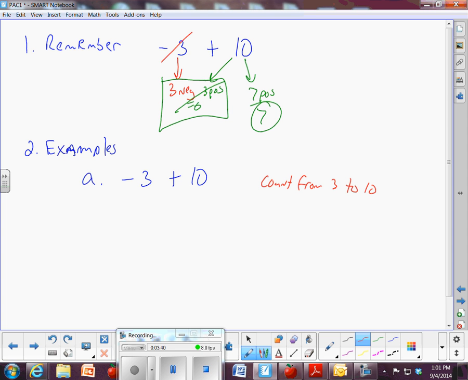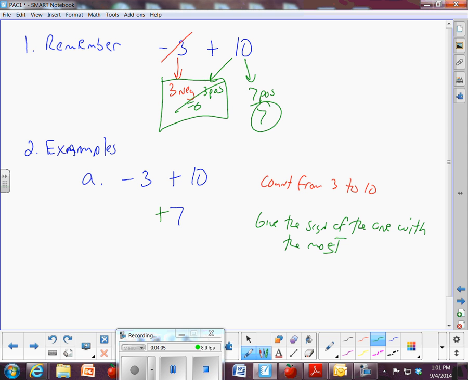So count from 3 to 10. All right, how much is that? 7. And then the way you finish it off is give the sign of the one with the most. Give the sign of the one with the most. And just for emphasis, I'm going to put a plus sign in front. Give the sign of the one with the most.